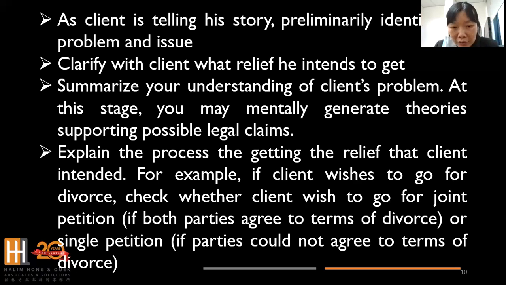If he wants a joint divorce, that means he and his spouse both agree to divorce, then they can go for a joint petition. The terms are all agreed, no issue, so they can go joint. Or a single petition, that means your client wants to divorce but his spouse doesn't, then you go for single. So what's the process if you go for single, and what's the process if you go for joint? The process is all in the Law Reform Act, which you need to familiarize yourself with. Next slide.